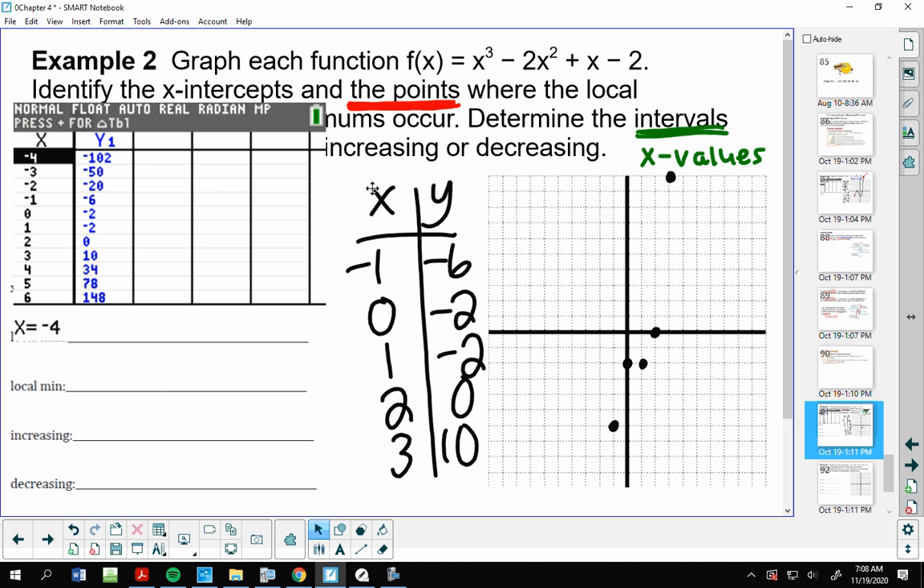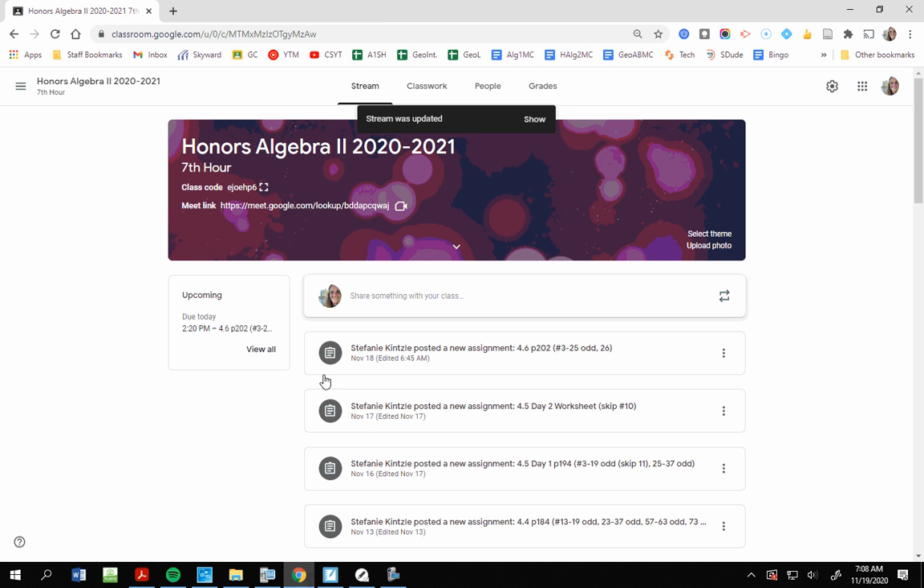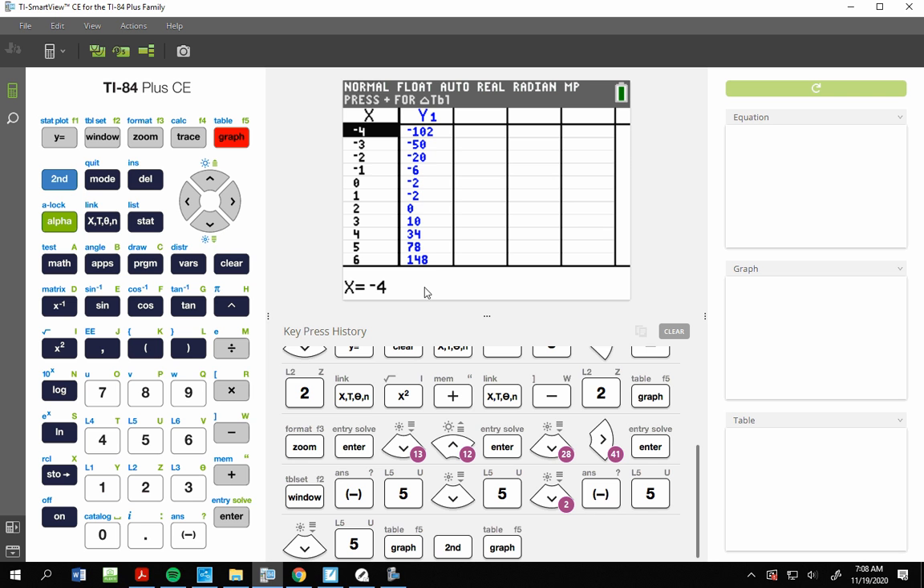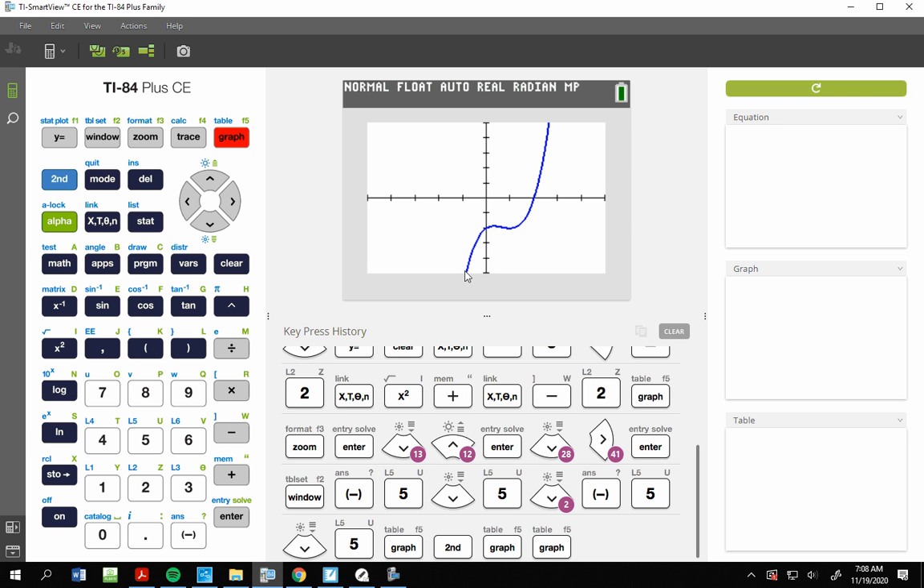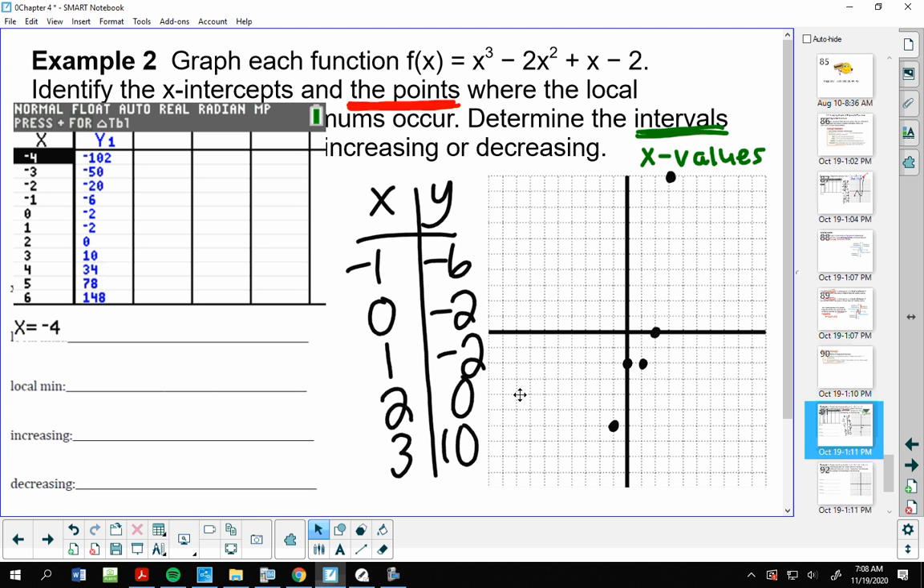Okay, so now based off of what the graph looks like, let's draw on our graph. It doesn't have to be exact, it's just approximate. So let's look at our graph. It's going to go up, and then down here and up. So it looks something like this. All right, and now that we have this graph, let's answer these questions.